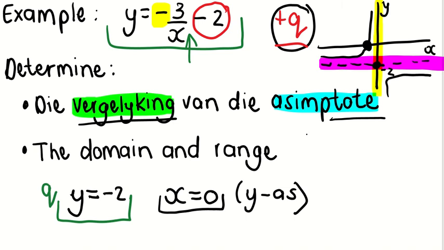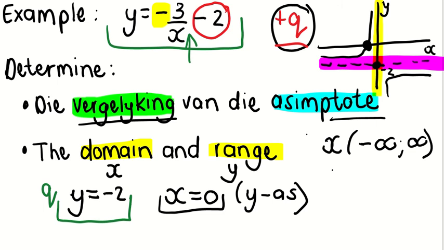Okay. Die ander ding wat hulle ook vir ons kan vra is die definisie en die waardeversameling. The domain and the range. Okay. Nou, dit is ook eintlik baie maklik by die hiperbool. So the domain we know is all the values for x. And the range is all the values for y. In ander woorde, jy moet kyk waar gaan hierdie grafiek oral waardes hê by x. Now actually gaan dit oral wees. So you could write x and then from -infinity until positive infinity.